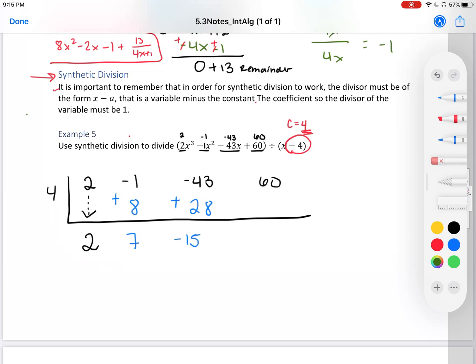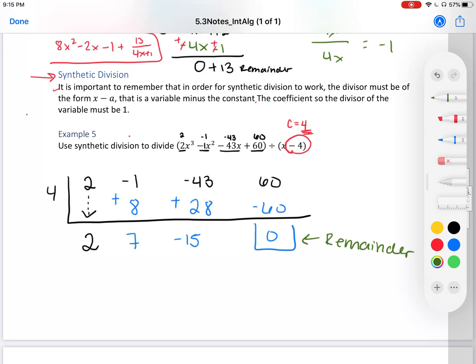Repeat the process. So we multiply, then add. Multiply 4 times negative 15, you get negative 60. 60 minus 60 is 0. Your last number is always your remainder. So in this case, our remainder is 0. And our answer is the coefficients.